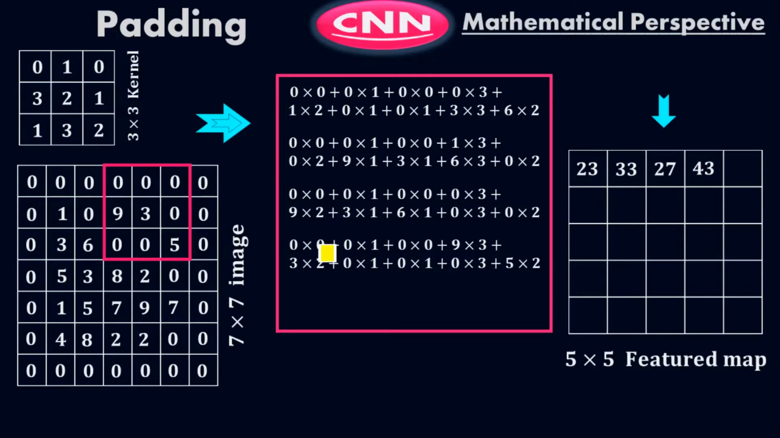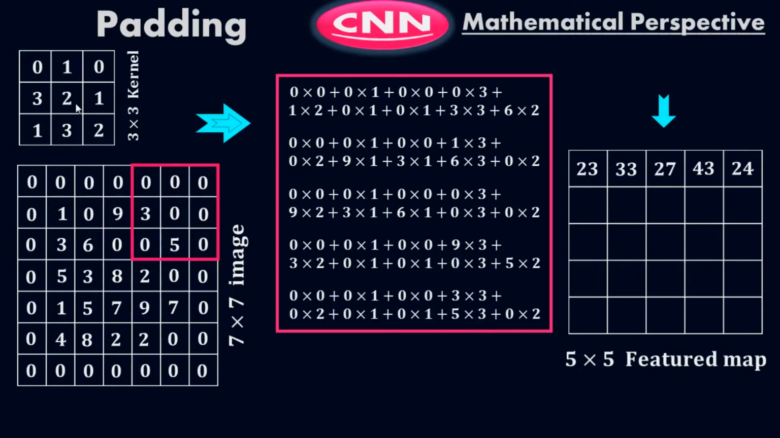So 0 times 0 plus 0 times 1 plus 0 times 0 plus 9 times 3 plus 3 times 2 plus 0 times 1 plus 0 times 1 plus 0 times 3 plus 5 times 2 equals 43, which is the fourth value of the featured map. And then pick this matrix, 3 by 3 matrix, and take product with the kernel. You will get this 24 value.